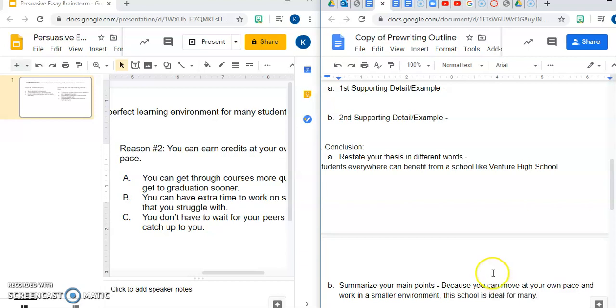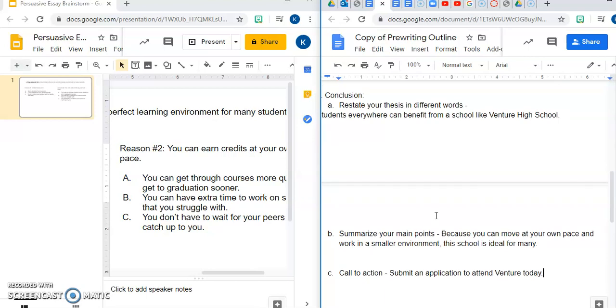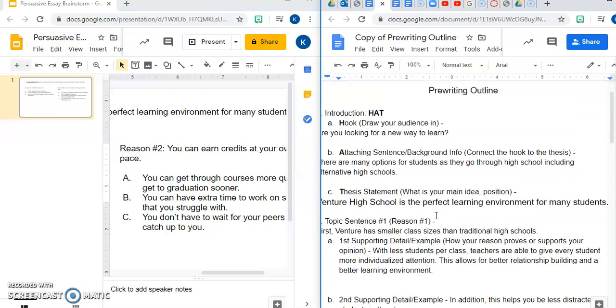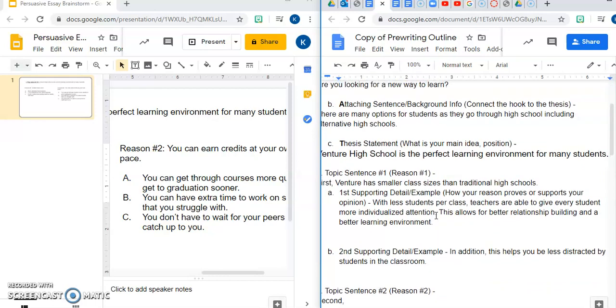Okay? Then you're going to have your call to action. So that is, what do you want me to do now that I've read this paper? Submit an application to attend Venture today. Okay, so yours is going to be something more like start recycling today, take your own bags to the grocery store today, something along those lines. So that's what this is going to look like. Again, yours is going to be about your environmental topic, not about Venture High School, but hopefully this example will help you to be able to go through that.